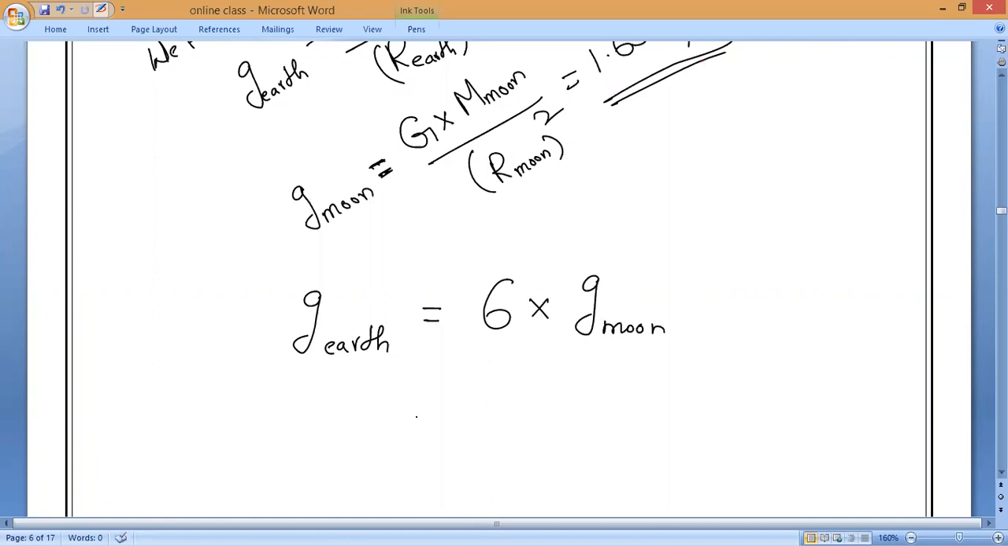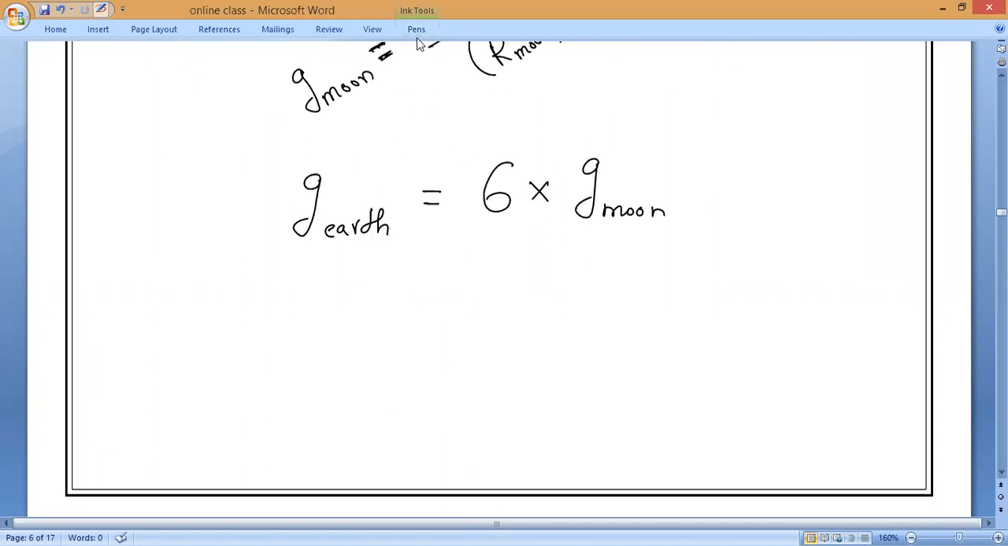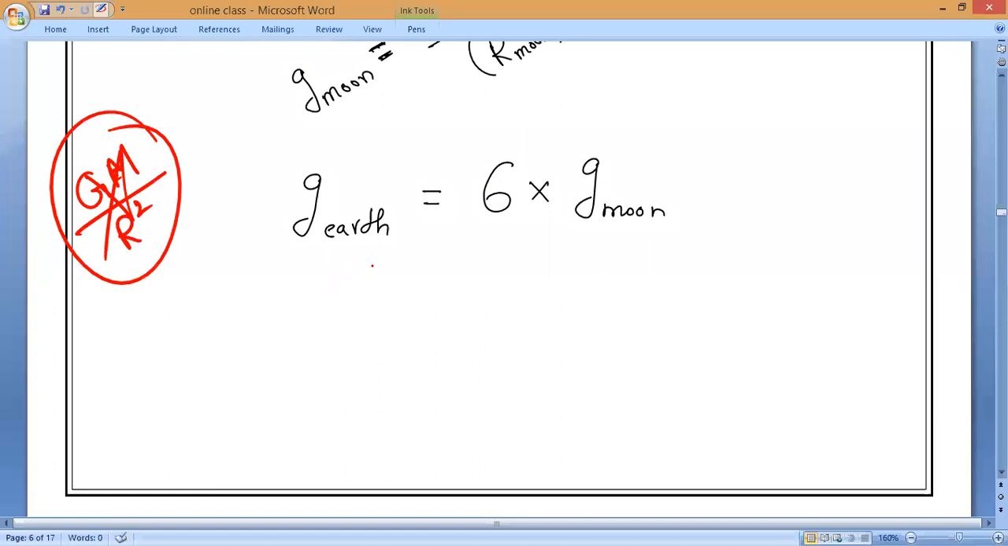You tell me. So what is the gravitational force of Earth, Mr. Johan? You should tell me the answer. Small g is equal to capital G, the gravitational force of Earth value. Of course, leave the formula. The formula is capital G into capital M divided by R square. Forget about it. I'm asking for the value. What is the value?